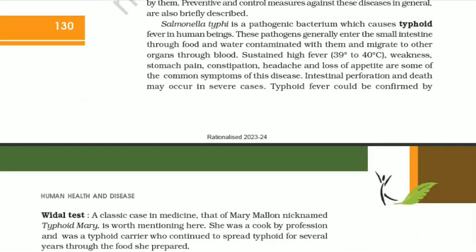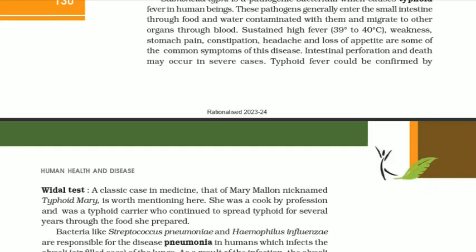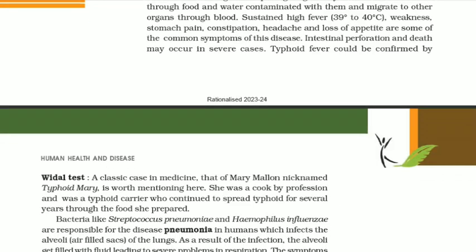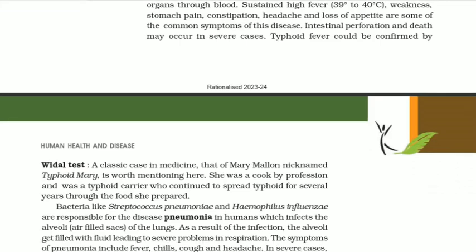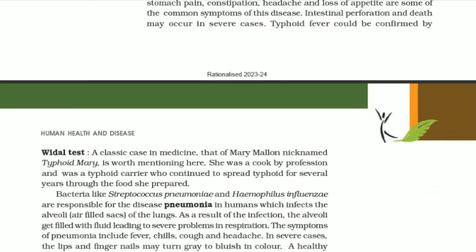Salmonella typhi is a pathogenic bacterium which causes typhoid fever in human beings. These pathogens generally enter the small intestine through food and water contaminated with them and migrate to other organs through blood. Sustained high fever, that is about 39 to 40 degrees Celsius, weakness, stomach pain, constipation, headache, and loss of appetite are some of the common symptoms of this disease. Intestinal perforation and death may occur in severe cases.